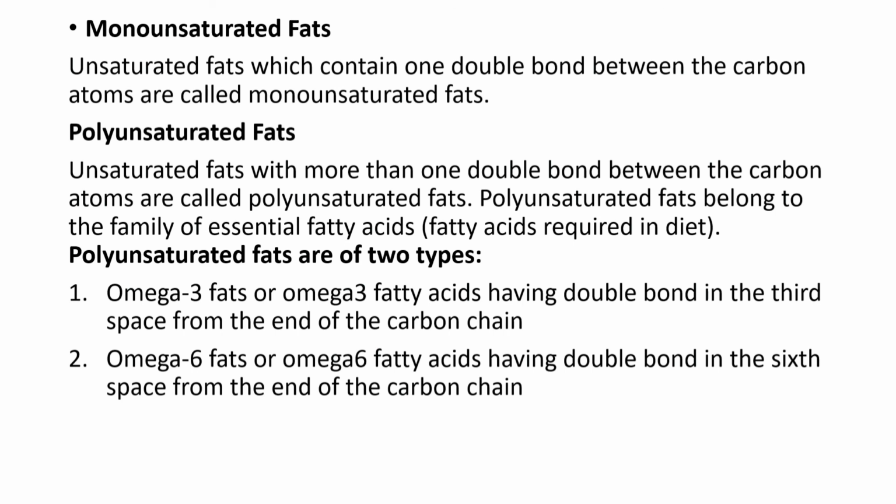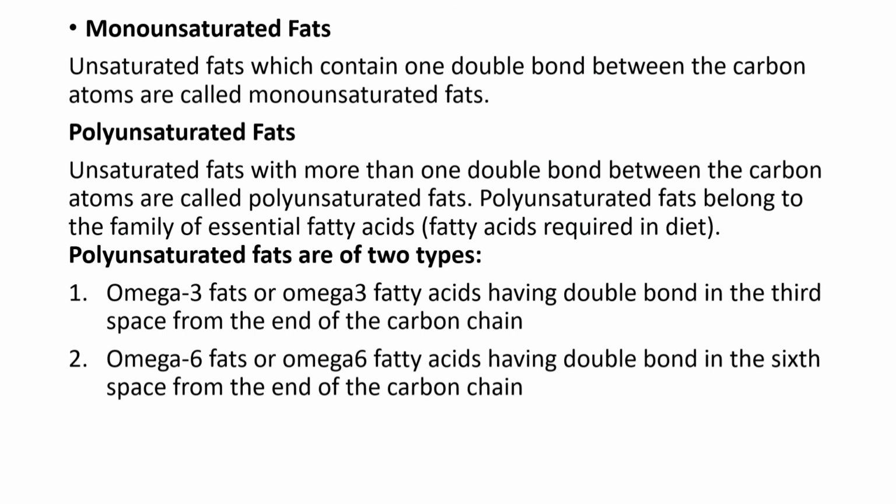Unsaturated fats are classified into three types, 1. Monounsaturated fats, 2. Polyunsaturated fats, 3. Trans fats. Monounsaturated fats. Unsaturated fats which contain one double bond between the carbon atoms are called monounsaturated fats. Polyunsaturated fats. Unsaturated fats with more than one double bond between the carbon atoms are called polyunsaturated fats. Polyunsaturated fats belong to the family of essential fatty acids required in diet.